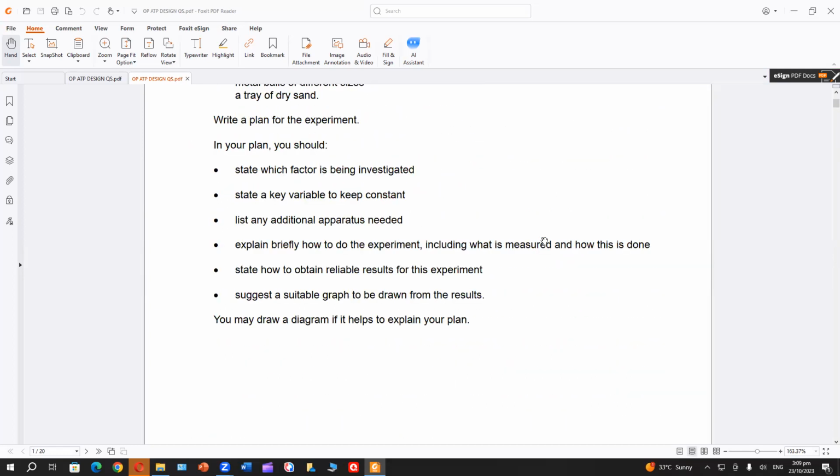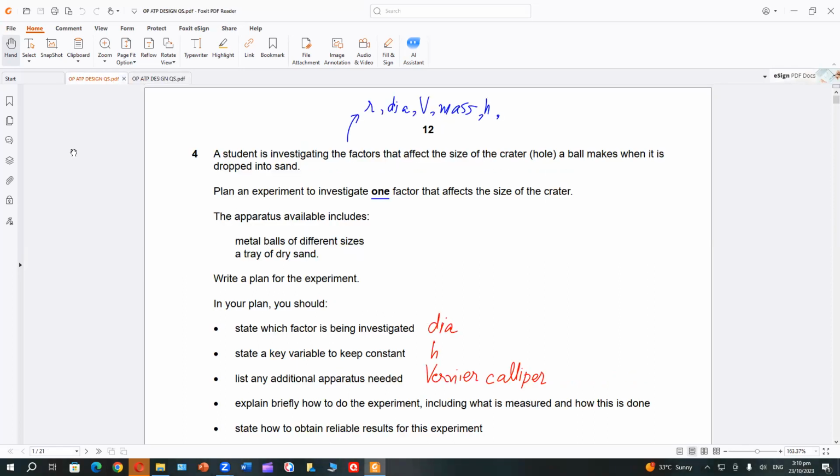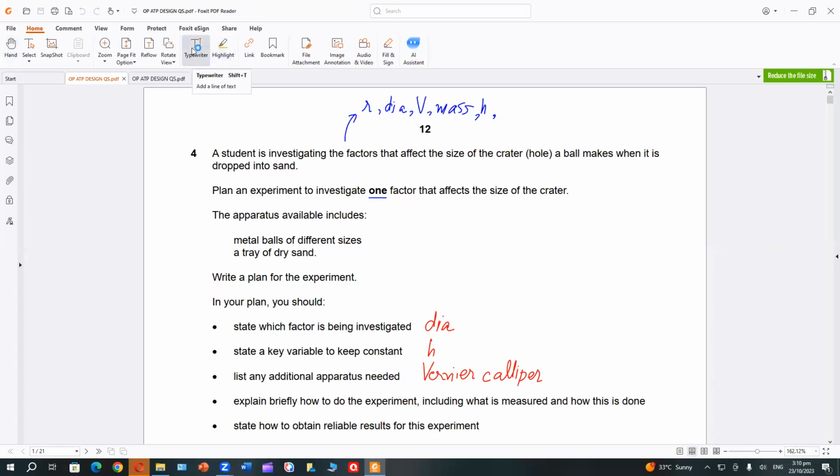And in the paper, you can always make a diagram. It's always beneficial to make a diagram. So now what should be the plan? If we start our work, I have radius, diameter, volume, mass, height, etc. So these are the factors which I can take: radius of the ball, diameter of the ball, volume of the ball, mass of the ball, height of the ball. Anyone can be taken from it. Not all of them. In the paper, you will be mentioning only one of them.